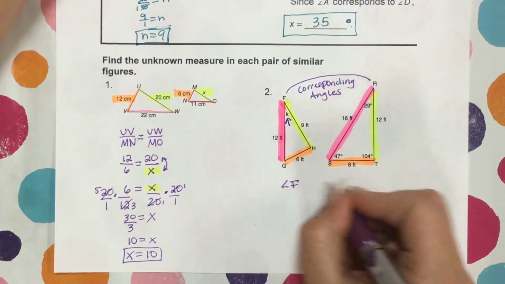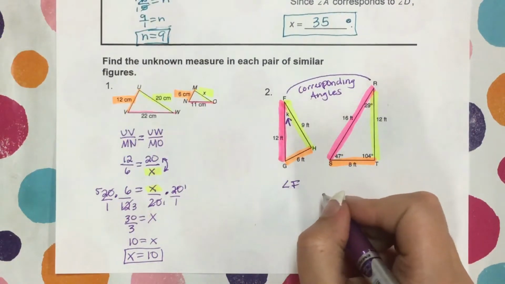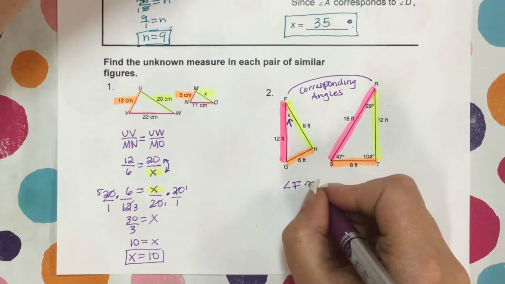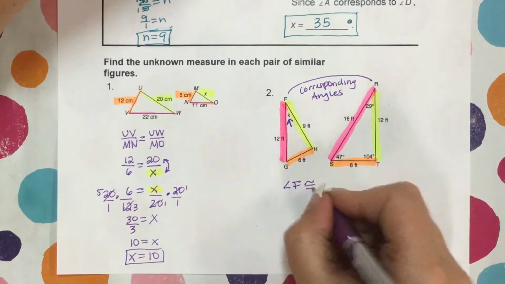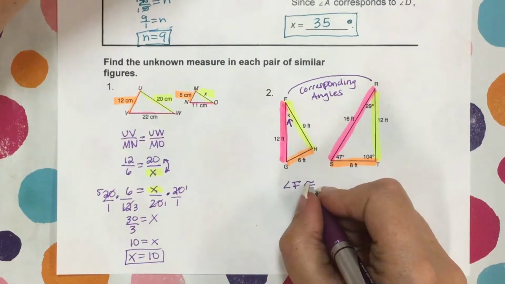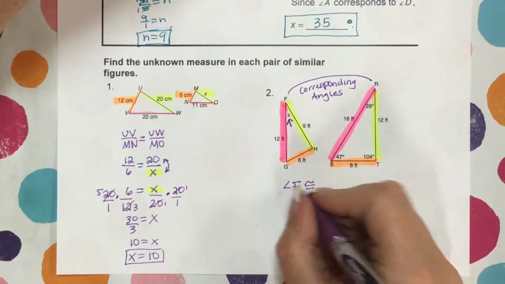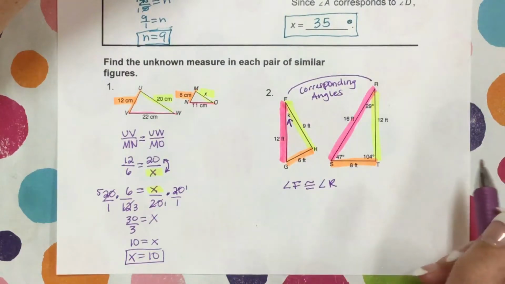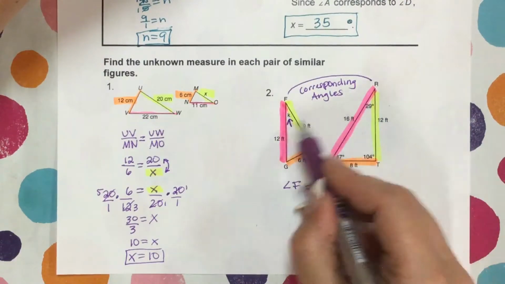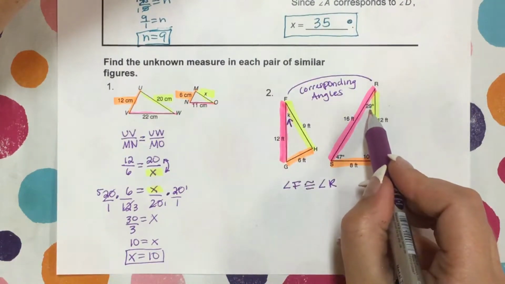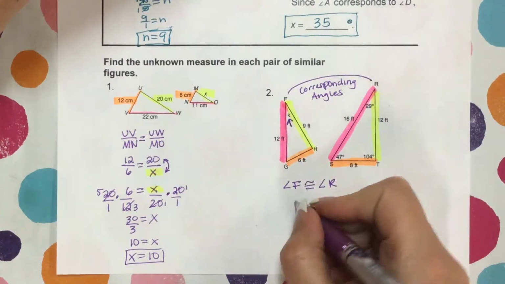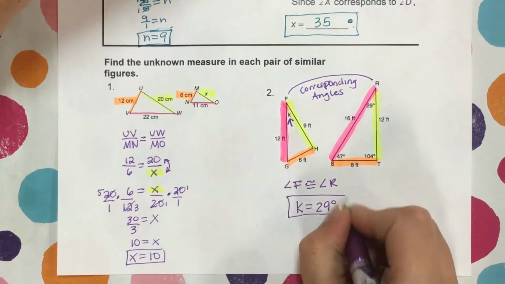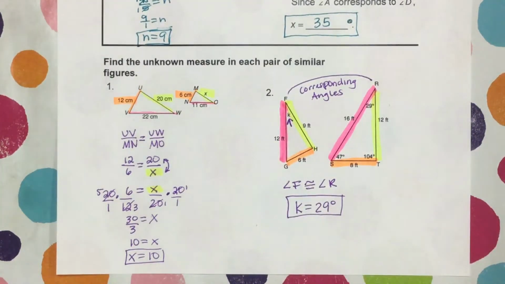So angle F is congruent, I'm just going to say, it corresponds to angle R, which means they're congruent, and you'll learn about this later. It just means they're the same or they're equal. So angle F is congruent to angle R, which means that these angle measures are the same. So if angle R is 29 degrees, that means that K is 29 degrees. So K equals 29 degrees. So there you go, there's the unknown value.